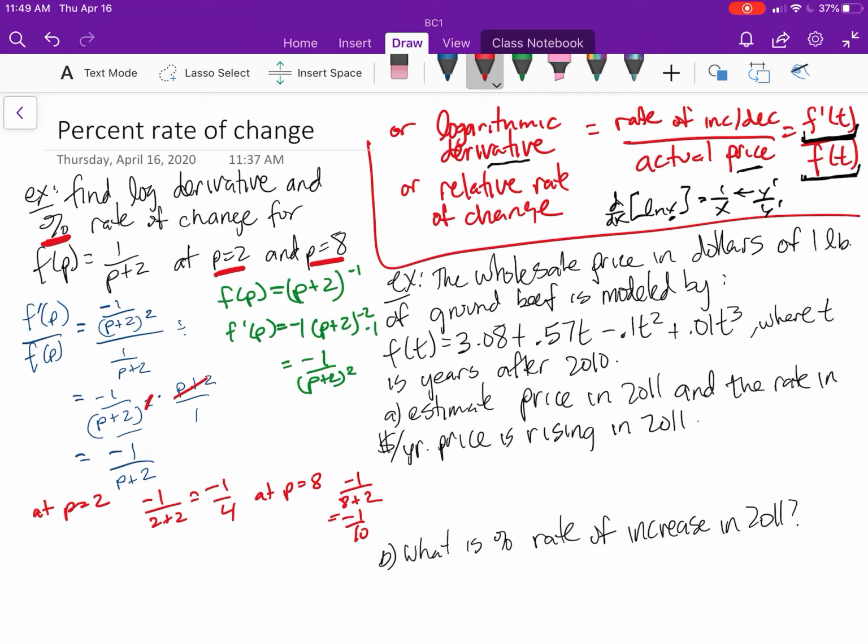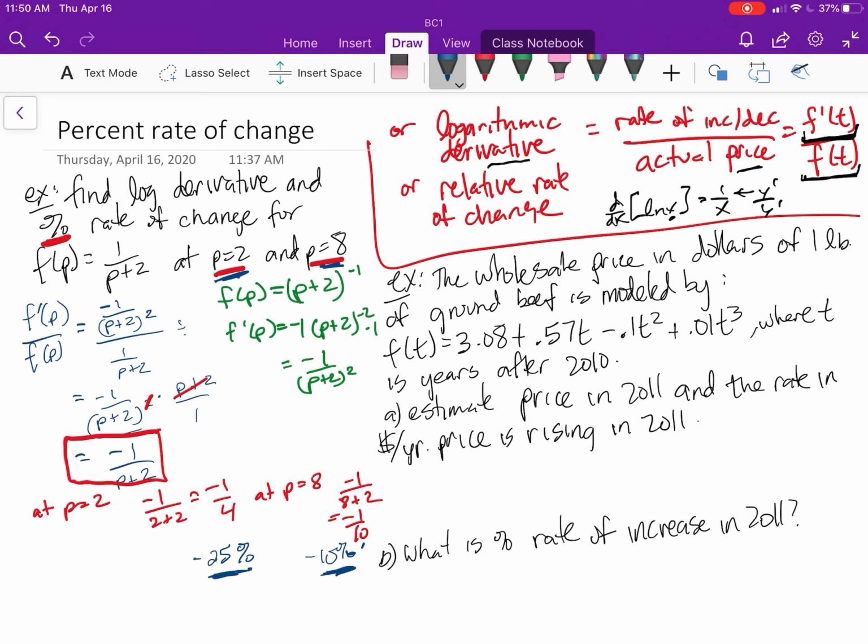And the percent, so here's the log derivative. Okay, the percent rate of change at those two values, I have it in a fraction, so the percent, right, just change. 1/4 is 25%, but it's negative, so negative 25%. 1/10 is 10%, but it's negative 10%. So that means at p equals 2, this thing is dropping 25%, whatever it is, right? It's a generic problem, so I don't know. But when p is increased to 8, it's only dropping 10% at that given time.